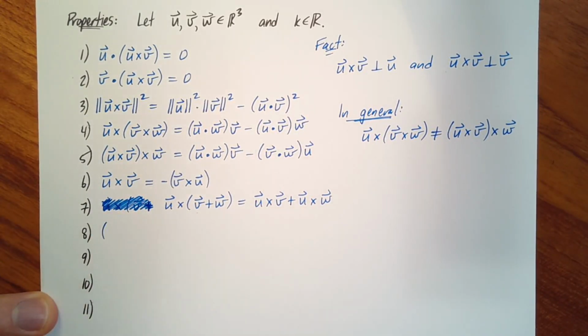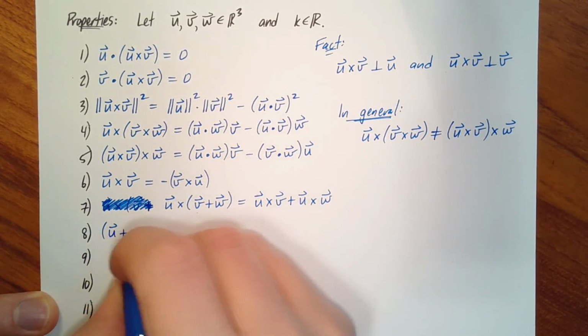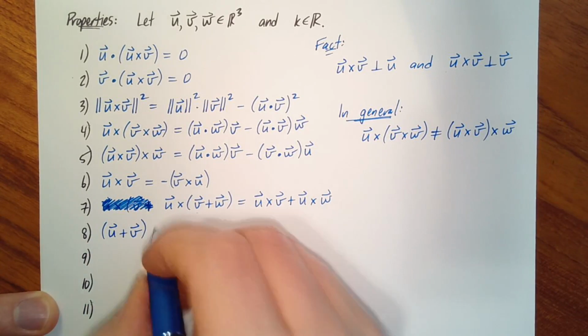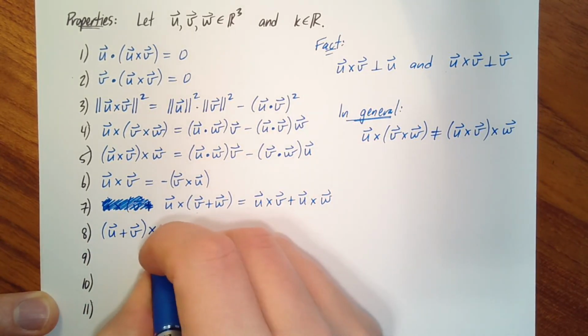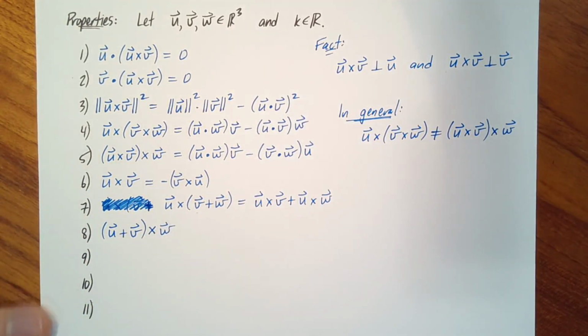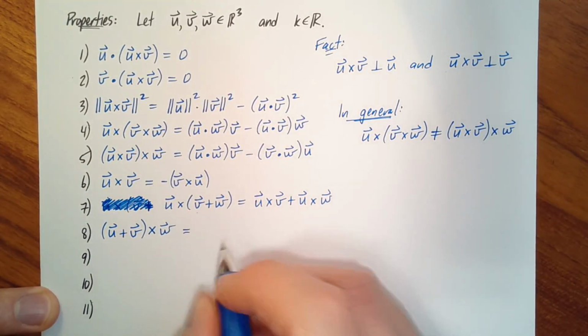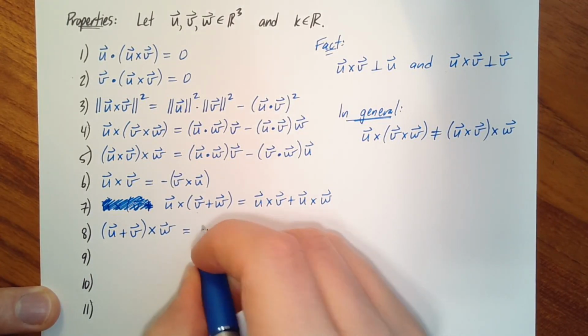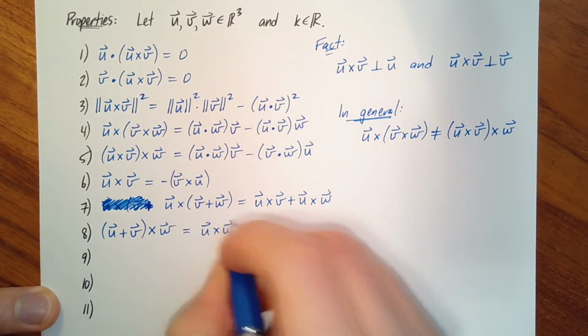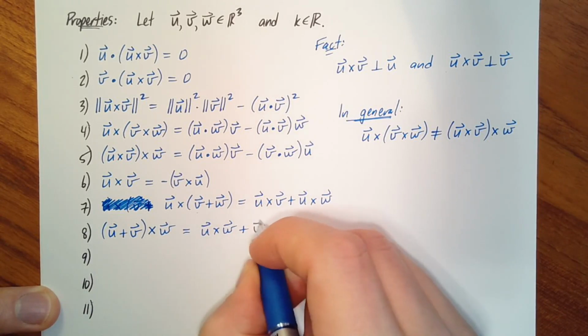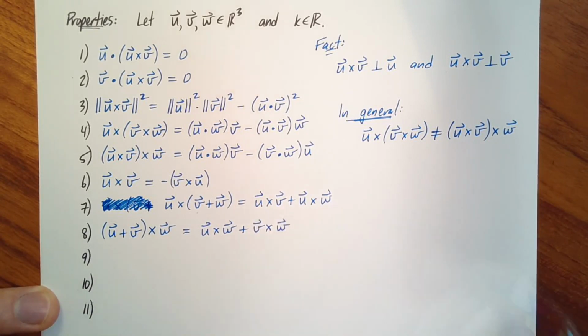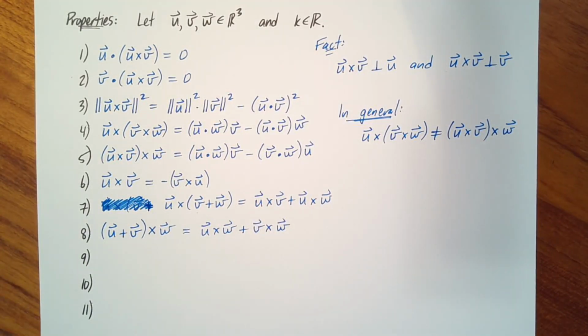So property 8 says the following: if we have two vectors u and v and we add them, and then take the cross product of that with some third vector w, well, then this w vector will distribute in from the right as well. So I can go, this is equal to u cross w plus v cross w. That's what property 8 says.